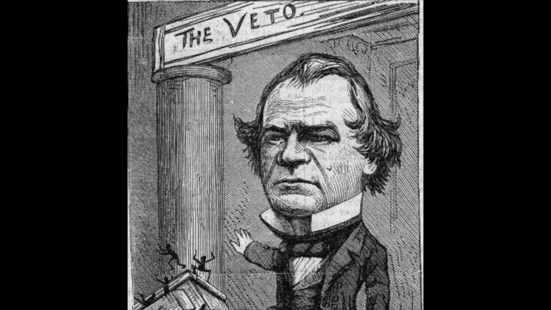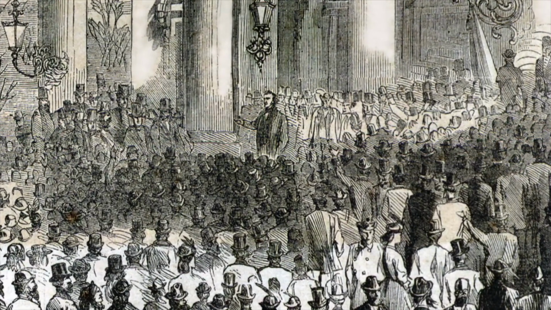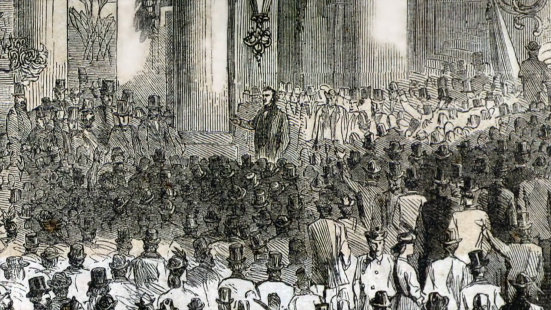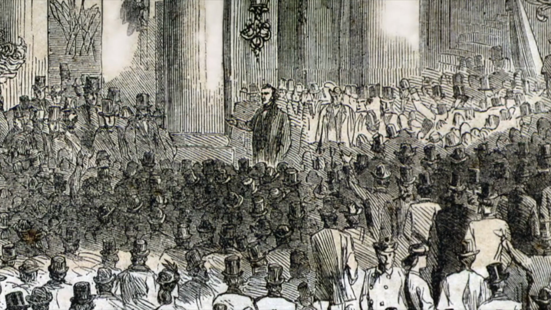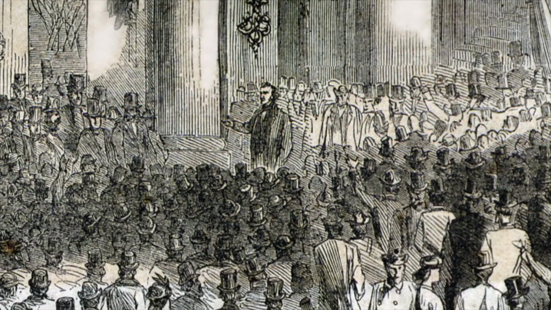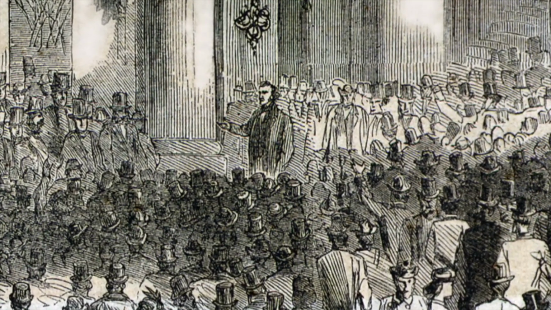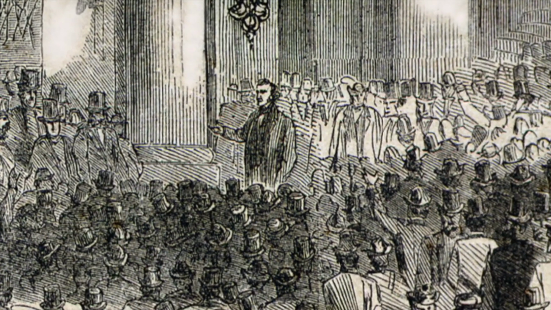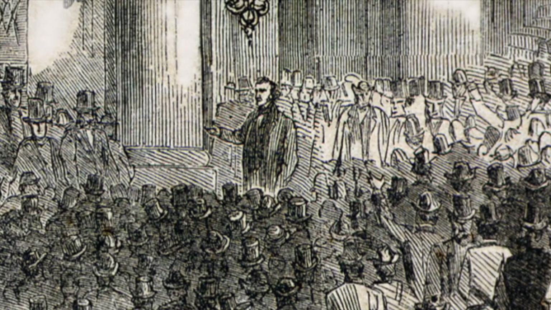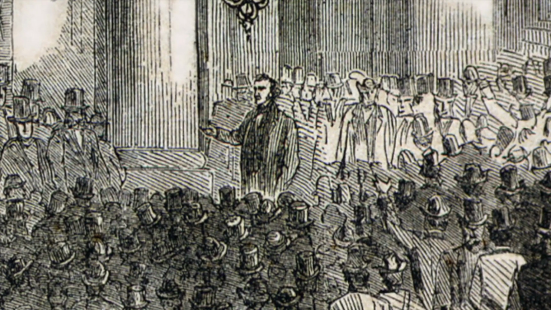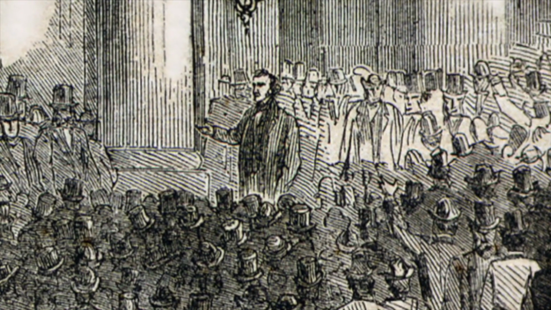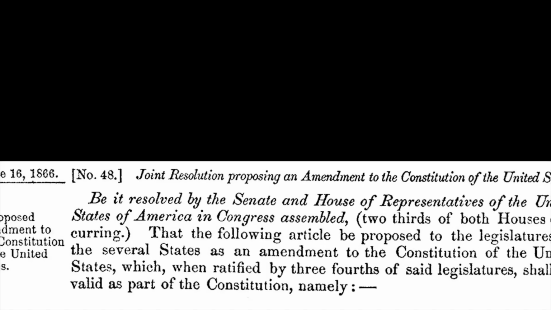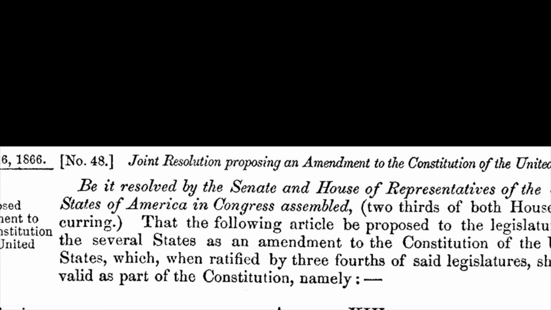Worse, during a speech on Washington's birthday, February 22, 1866, Johnson denounced men who were, quote, still opposed to the Union, including Congressman Thaddeus Stevens, Massachusetts Senator Charles Sumner, and abolitionist Wendell Phillips, and accused them of plotting his assassination. Congressional Republicans viewed Johnson's statements as a declaration of war. In response, Congress passed the 14th Amendment.